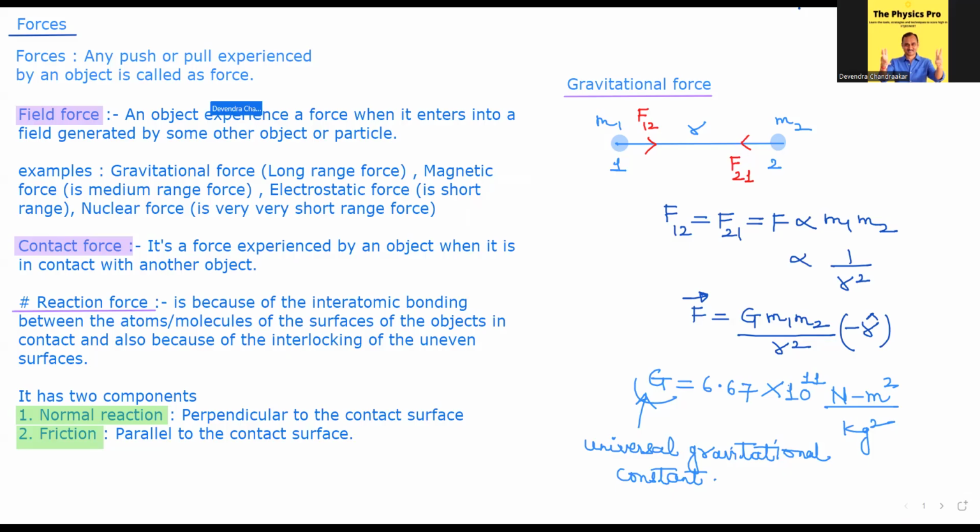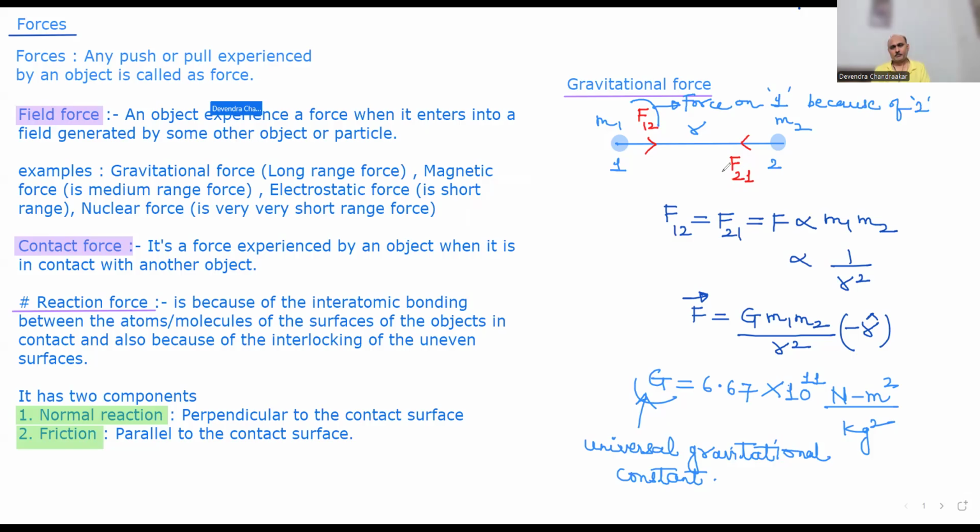Sir, can you explain what F12 and F21 are? F12 is the force on object 1 because of object 2. This is the force on 1 because of 2. And this will be the force on 2 because of 1. Okay, sir, I get it.